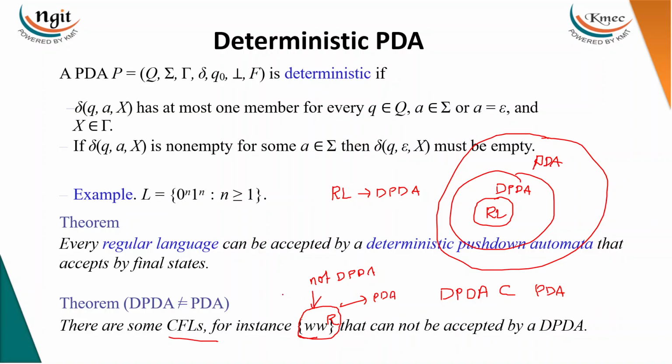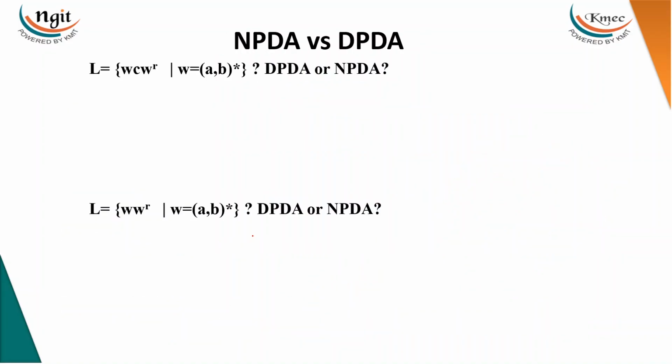So how can we identify it? That's what we have discussed. So this is the next one to be taken. First, WCWR, which we have taken here. See, here I know what the center point is. For example, if I take ABB C BBA, we have already constructed the machine for it. Let me go through the machine here.